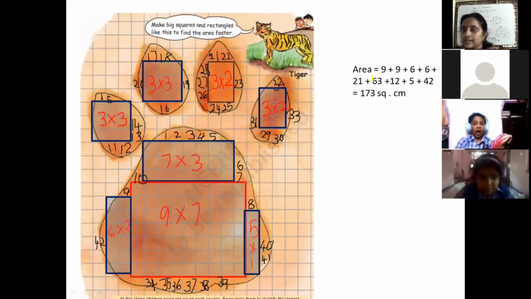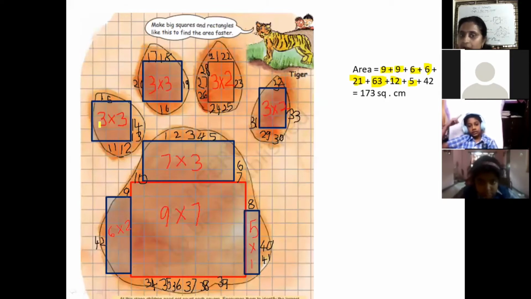So 63 here we have. Now 6 twos are 12. Next 5 ones are 5. 3 twos are 6. Again 3 twos are 6. 3 threes are 9. One more 3 threes are 9. Next here 7 threes are 21. And later on some more are left here.